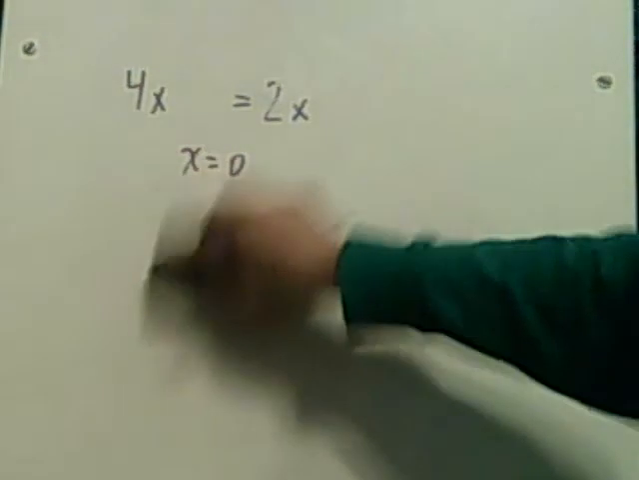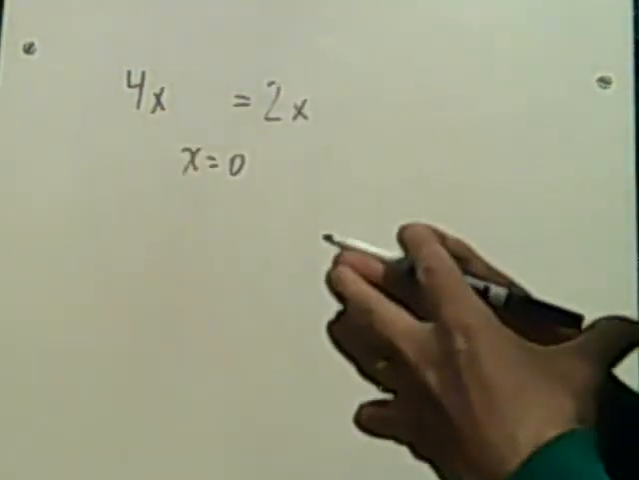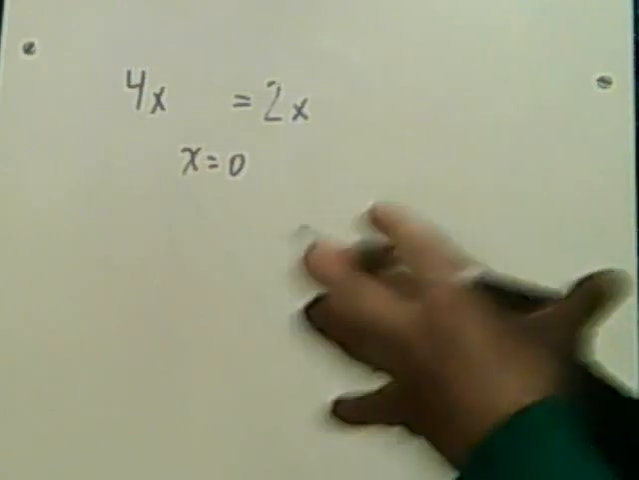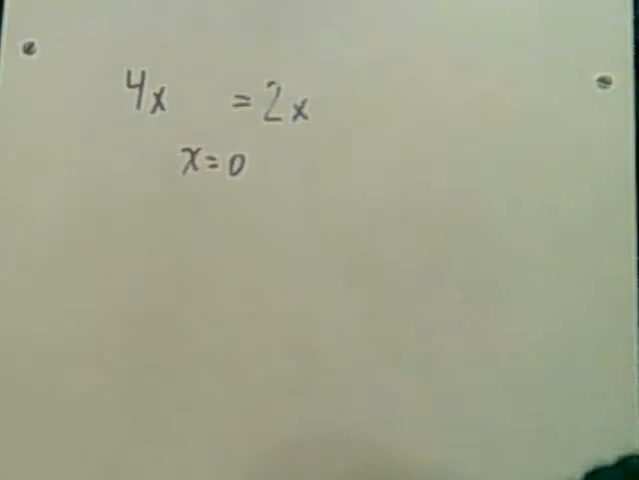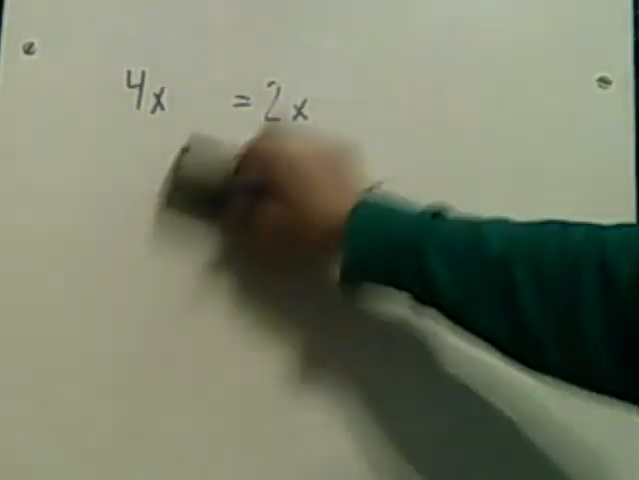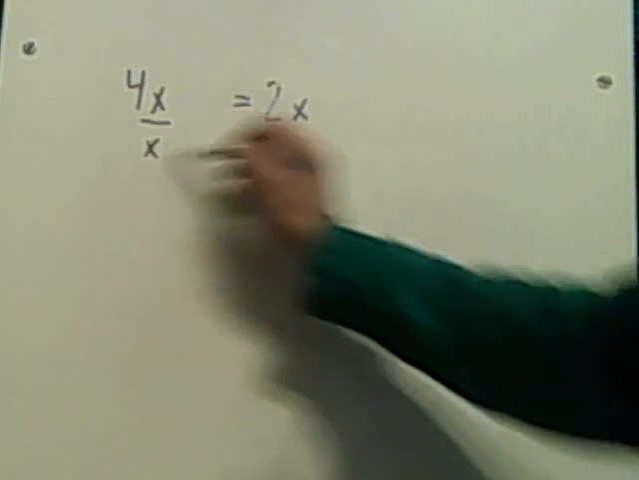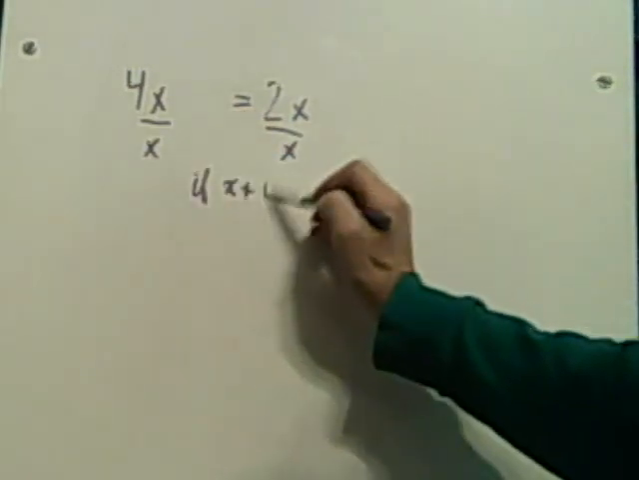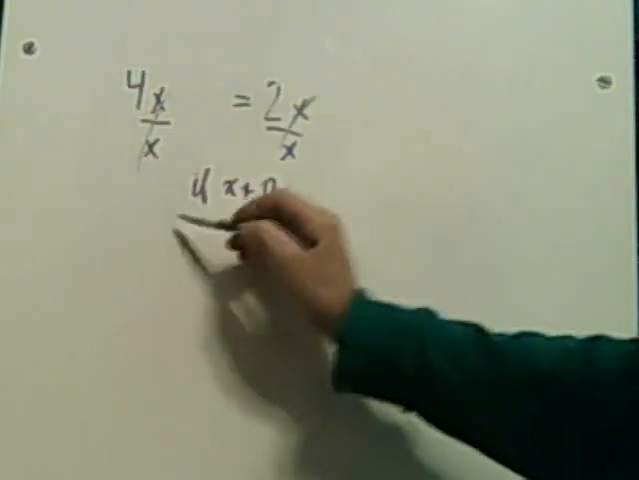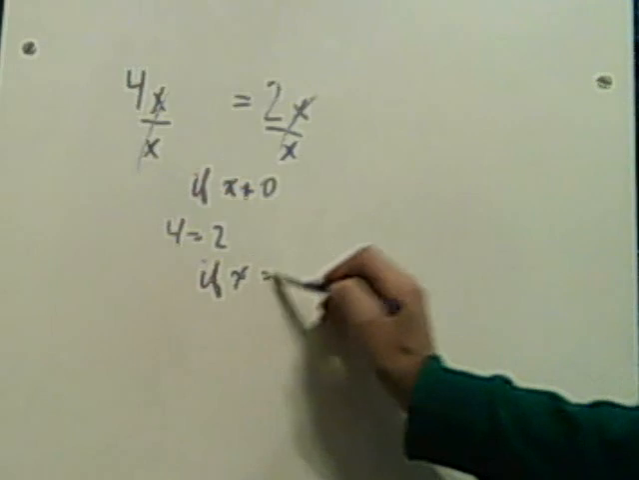So dividing by x, in this case, is a dangerous step to do algebraically if you're solving an equation. Whenever you divide by x, you have to write a little note. You have to say, I could divide both sides by x if x is not equal to 0. Then I can cancel both sides, and I can say 4 equals 2 if x is not equal to 0.